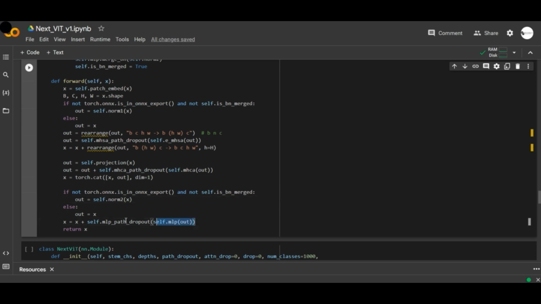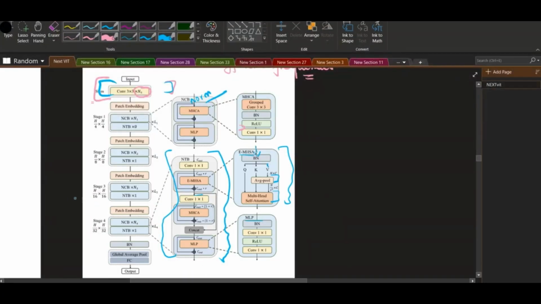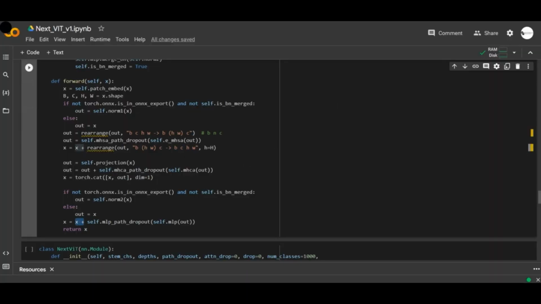And we apply the multi-layer perceptron, which is the final step, and it also has this residual connection. If we take a look at this, we can pretty much see all the things that I'm talking about. There are also visuals here. So we apply this multi-layer perceptron with this residual connection. So yeah, I think that's all.